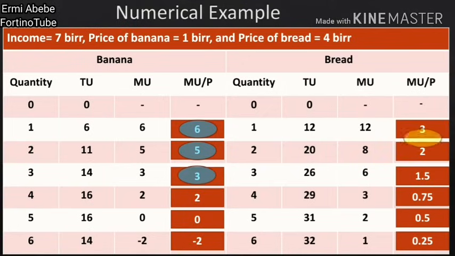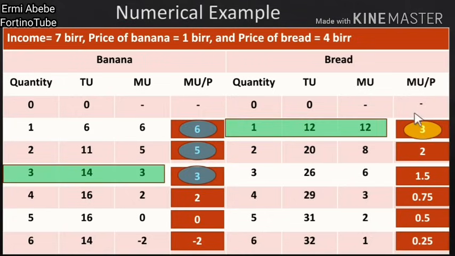Is there any number 3 over here? Yes, we have number 3 over here. So this is the first equilibrium. Marginal utility per price for banana is equal to marginal utility per price for bread, since 3 and 3 are equal. So this is the first equilibrium condition: quantity of bread 1, quantity of banana 3, total utility 14 and total utility here 12. So shall we stop here? Should we stop because we found an equilibrium?